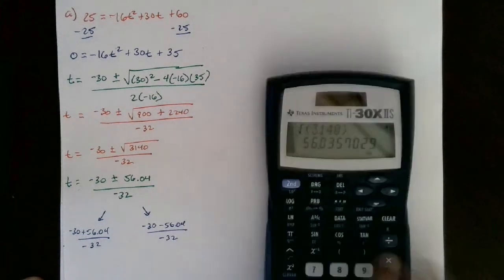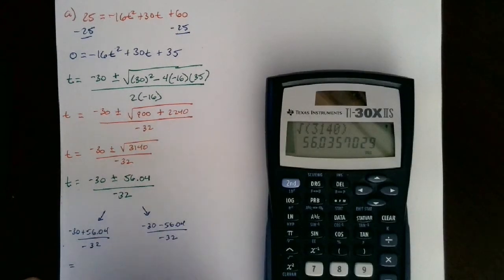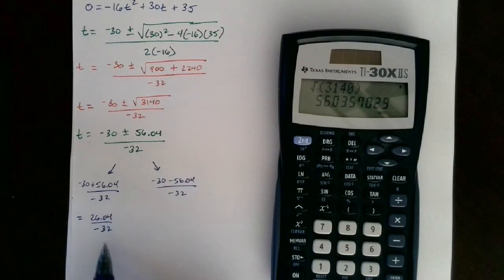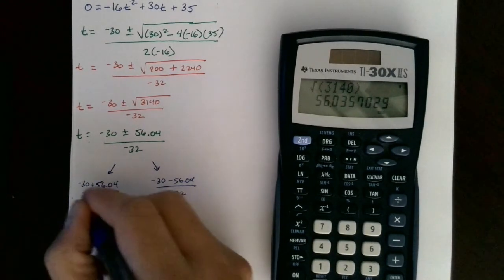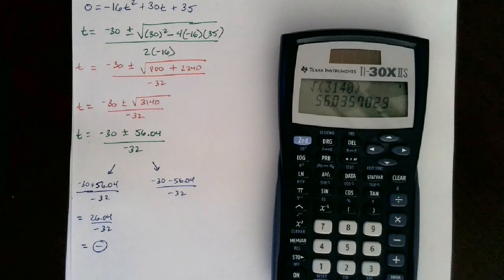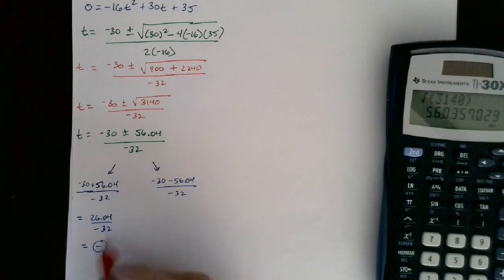So for negative 30 plus 56.04, if you're looking at just this first one here, we know it's going to be 26.04 divided by negative 32, right? Now, something you should notice right away, you have a positive divided by a negative. You had to calculate the numerator first, but now that we did that, we know this is going to come out negative. If we're talking about time, right away you can say reject. You could divide it and find the answer, but it doesn't matter. You're rejecting this answer because you can't have a negative time. As soon as you know it's going to be negative, you can reject that answer.